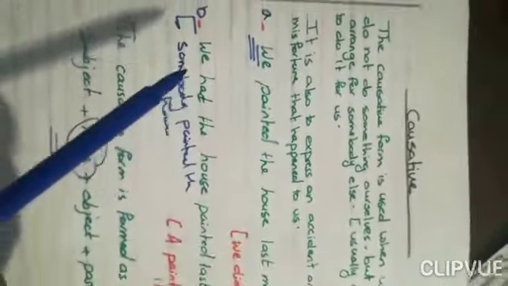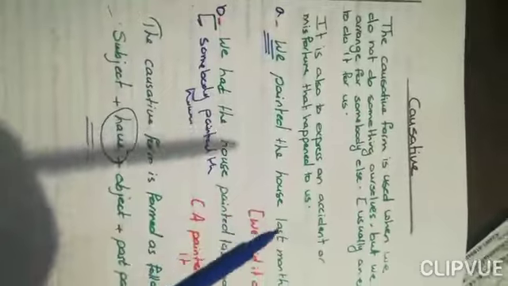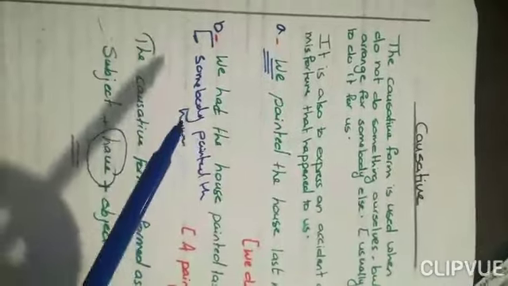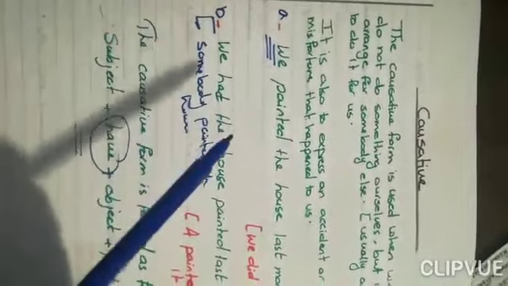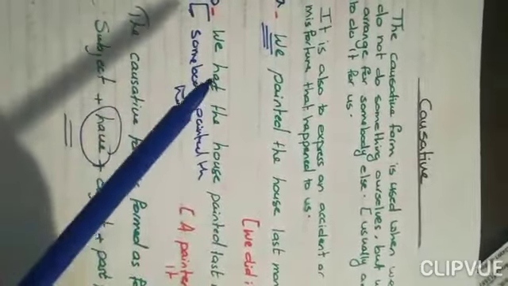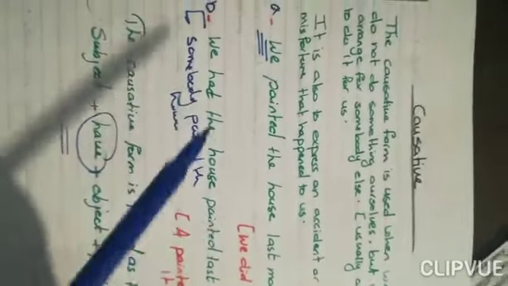I have written here two examples: we painted the house last month, and we had the house painted last month. If you have a look at sentences A and B, we painted the house last month means we did it ourselves. Nobody did it for us, we did the painting. The second sentence, we had the house painted last month, means that somebody painted the house for us. It was not us who painted, actually. Somebody came and painted the house.